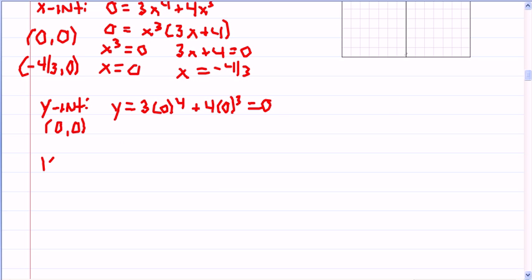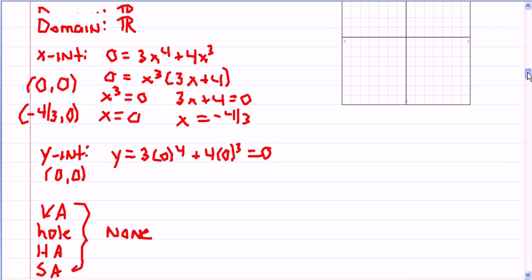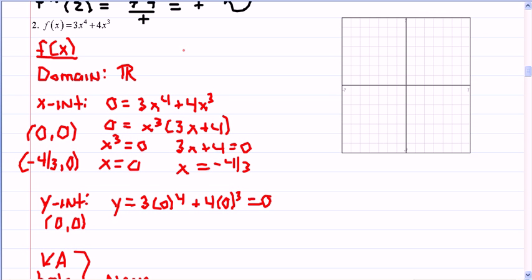And the last four things, the vertical asymptote, the hole, the horizontal asymptote, and the slant asymptote, are all none, because this function is not rational, meaning that it's not a fraction. You only check for the asymptotes and the hole when you have a rational function. So the only points that I'm going to put on this graph are the origin at (0, 0), and then (-4/3, 0) is right about here.